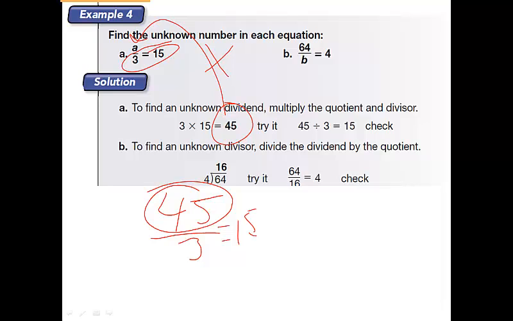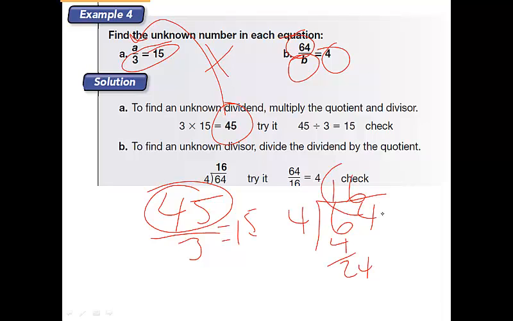Over here on B, we have to find an unknown divisor. We divide the dividend by the quotient. So here's our 64, and we've got to divide it by the 4. And when we do that, we know that this number here, B, is equal to 16. So 64 divided by 4 is 16. So B becomes 16. And then to check that, we do 16 times 4, and it does equal 64. And we know that we have the right answer.